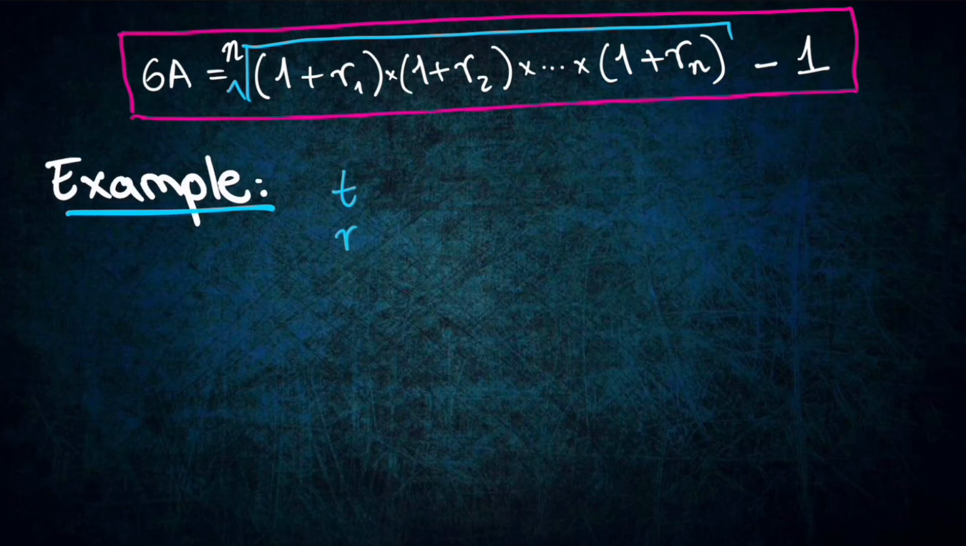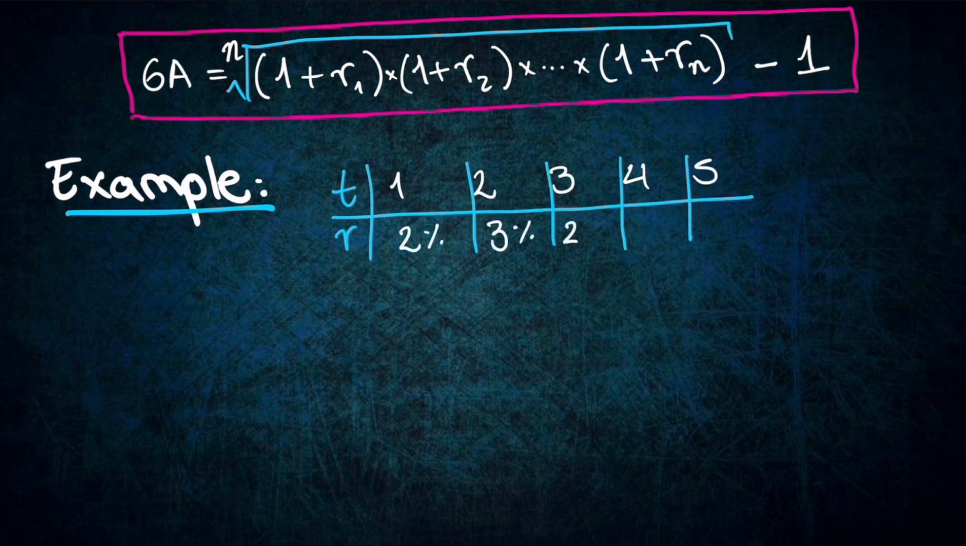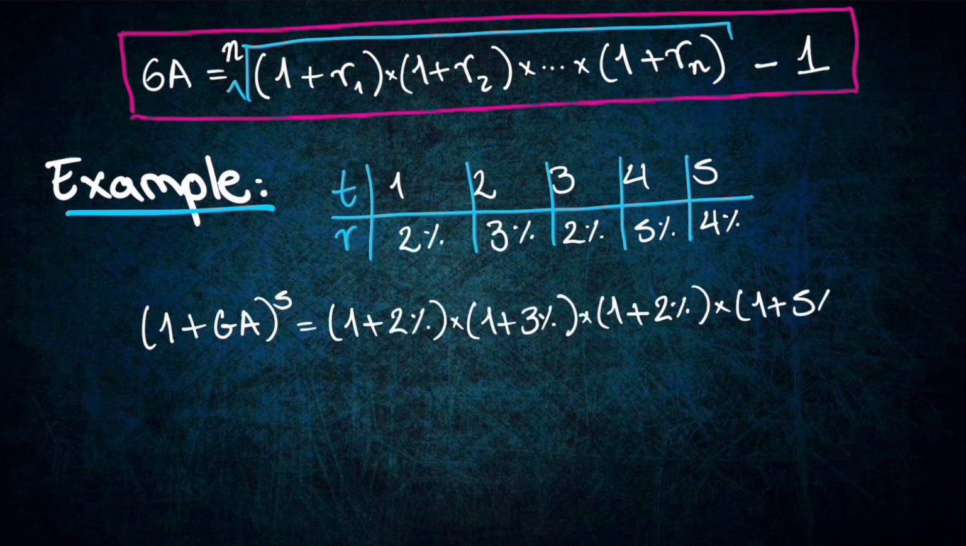Assume the expected interest rate over 5 years as follows: 2%, 3%, 2%, 5%, and 4%. To determine the average interest rate, we write 1 plus GA for geometric average to the power of 5, corresponding to the 5 years. This is equal to the multiplication of all the rates, so 1 plus 2%, 1 plus 3%, and so on. Solving this equation, we get 1.17, indicating a total return of 17% after 5 years.